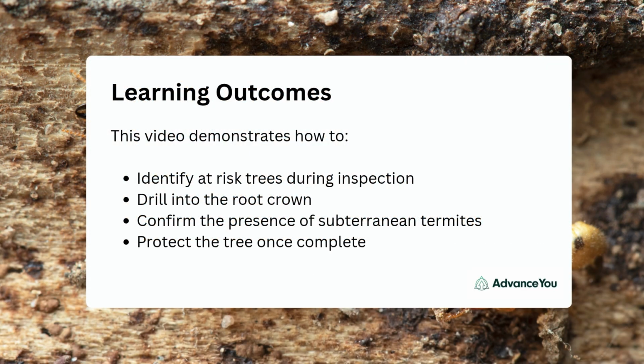We'll be using this video to demonstrate how to identify any at-risk trees during your site inspection, how to drill into the root crown of a suspicious tree to determine if it has any tree piping or a root crown subterranean termite nest, how to confirm the presence of subterranean termites, and how to then fill the drill hole once complete to protect the tree from any fungal attack in the future.